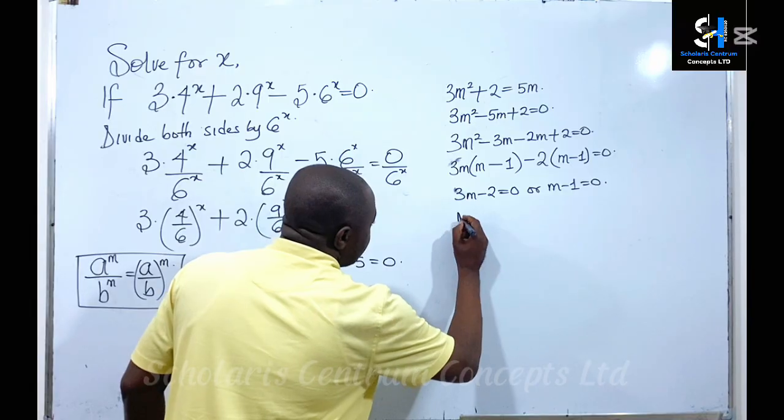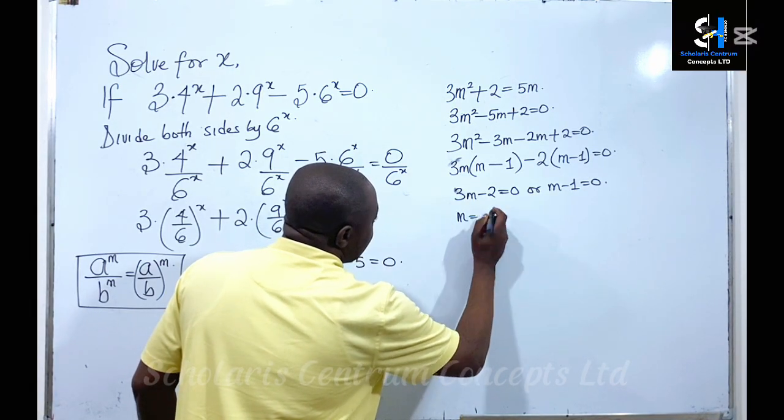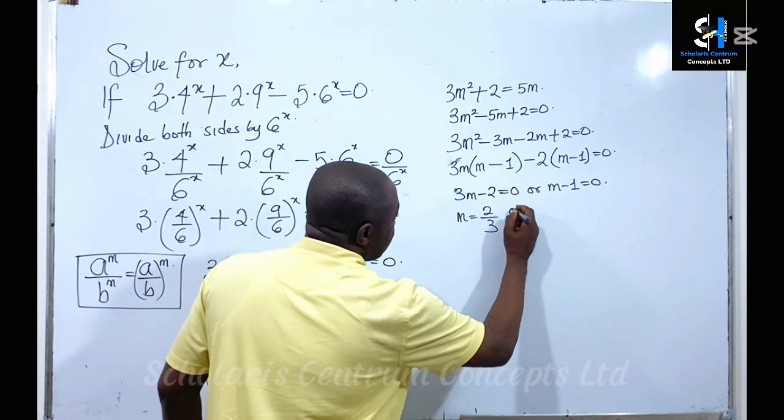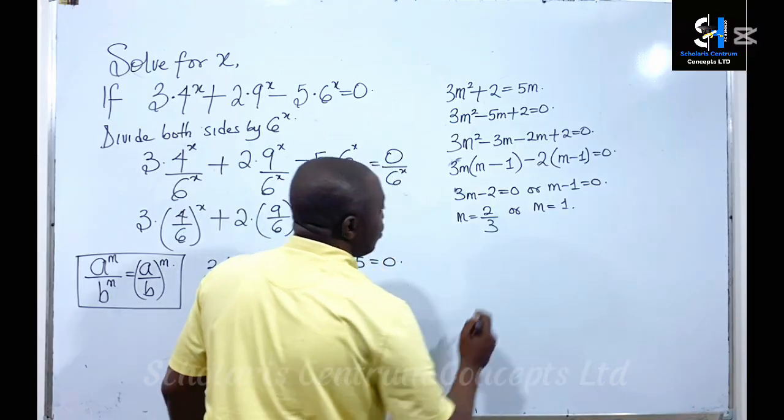So when we solve for m in this case, m will be 2 over 3. Okay, then in this case, m will be equal to 1.